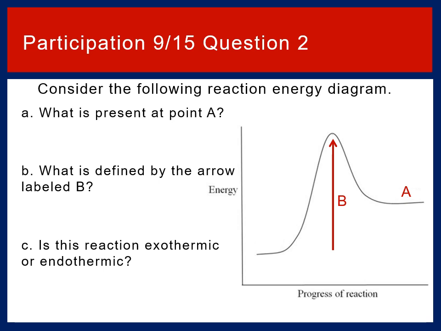Again, consider the following reaction energy diagram. This one. What is present at point A? What is defined by the arrow labeled B? Is this reaction exothermic or endothermic?